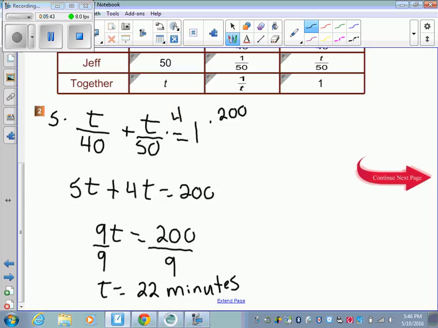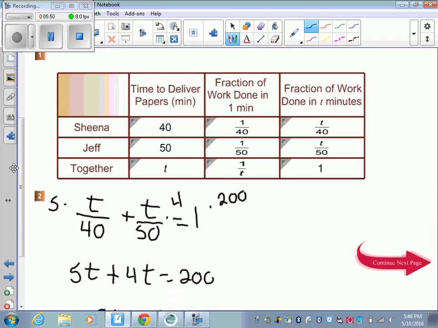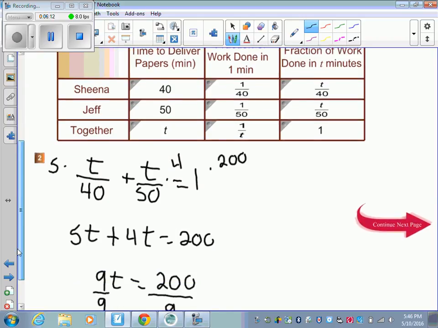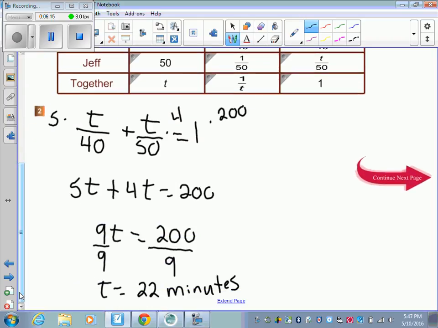Okay, which makes sense. Remember, we're not thinking of it as an average. Many people assume I just take the average, but we can't simply take these two, add them up, and divide by 2 to say it's going to take them 45 minutes to do the job. Because remember, Sheena is going faster than Jeff. She can work faster than Jeff. So it's like thinking about it as a weighted average, not a true average. Sheena's rate is faster than Jeff's, so we can't just take an average of the work they're doing. All right?